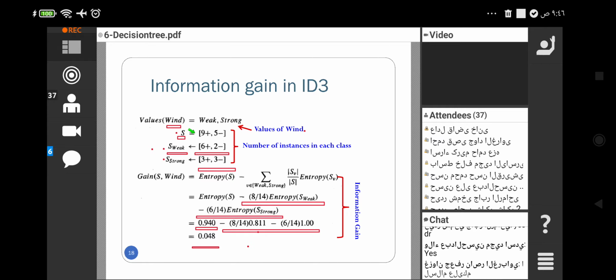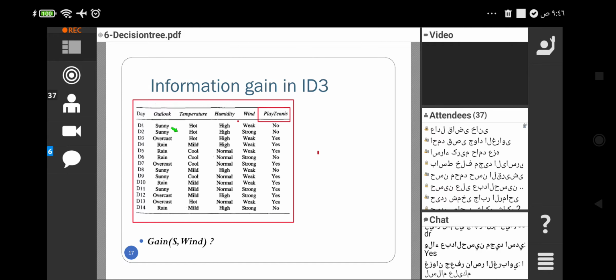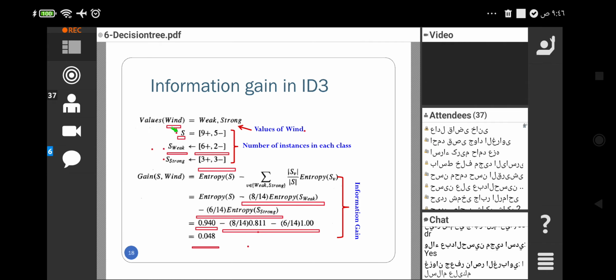First, S is all of the data. Here we had 14 data. In all of the data we have 9 positive examples and 5 negative examples. And in the data where the feature wind is equal to weak, we have 6 positive and 2 negative. Also when the feature wind is strong, we have 3 positive and 3 negative.